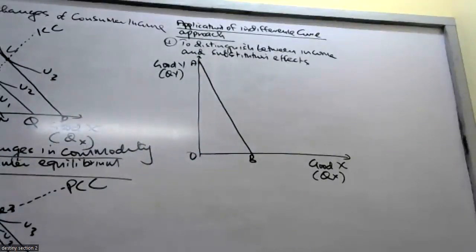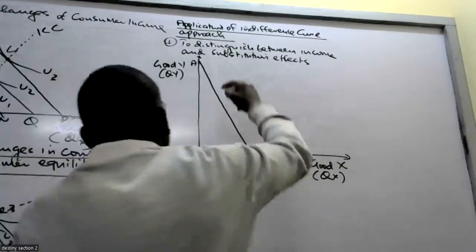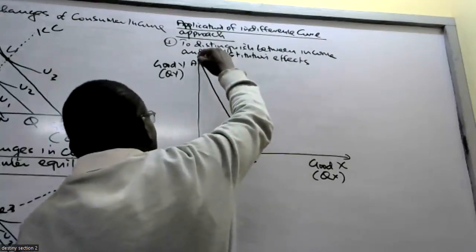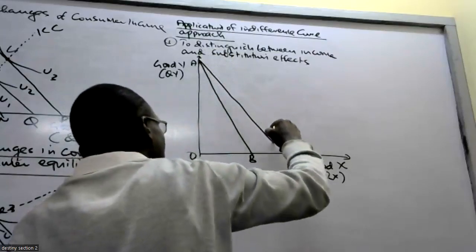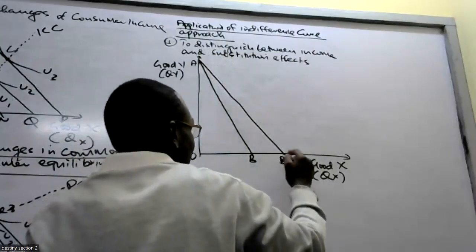Then you assume as before that the price of commodity X is falling. So the budget line pivots to the right to get more quantities of commodity X. So it pivots like that, AB prime.